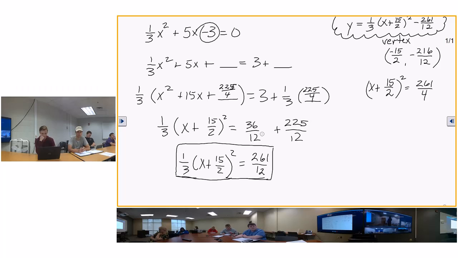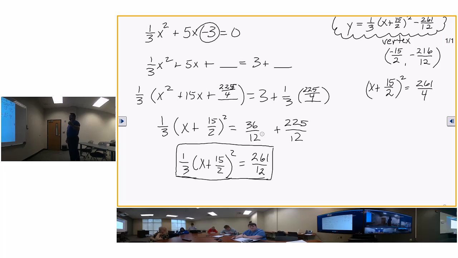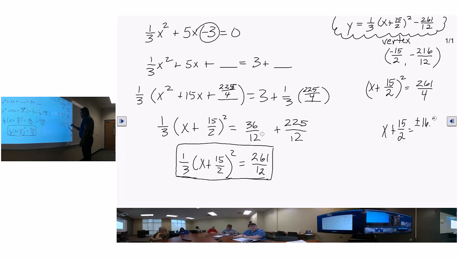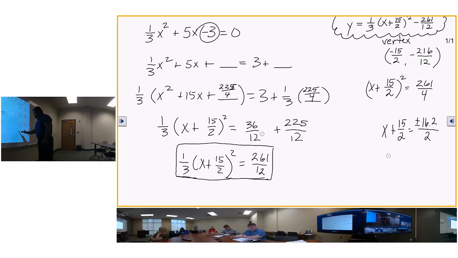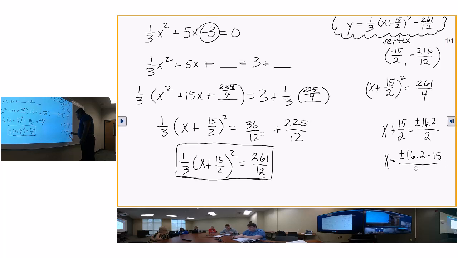Somebody help me out. Yeah, so that's probably, the square root of 261 is what? 16.2? Somebody check that. Yes. x plus 15 halves is equal to positive or negative 16.2 over 2. Somebody check me. Yeah, that's 16.2. Okay? And then x is equal to positive or negative 16.2 minus 15 over 2.